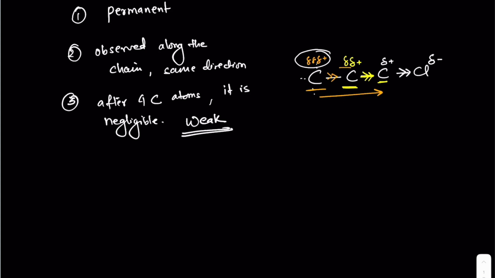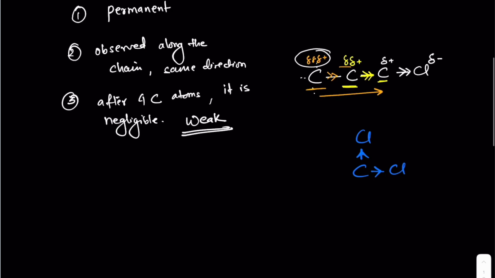And finally, suppose there is a carbon atom which has 2 chlorine atoms attached. What will happen then? Both of these chlorine atoms will pull electrons towards themselves from this carbon. And so this carbon will become highly electropositive. Okay. So the final thing is, if there are more than one electronegative groups attached, both of them will pull the electrons towards themselves, which is that this effect is additive in nature.